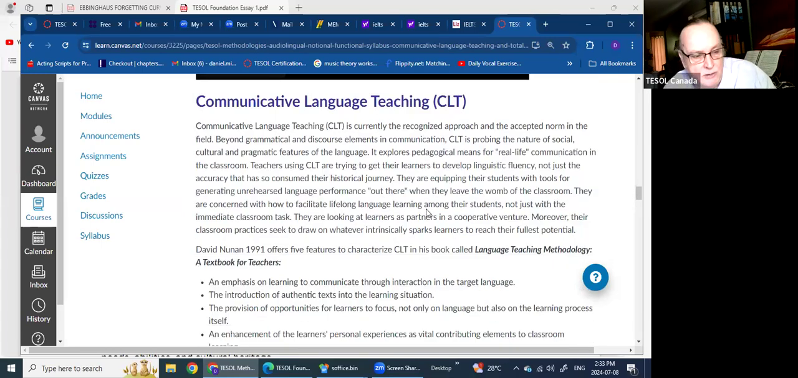Okay, and then our last focus today is on communicative language teaching. It is currently the most recognized approach and accepted norm in the field of language learning. Beyond grammatical and discourse elements in communication, CLT is probing the nature of social, cultural, and pragmatic features of the language. It explores pedagogical means for real-life communication in the classroom.